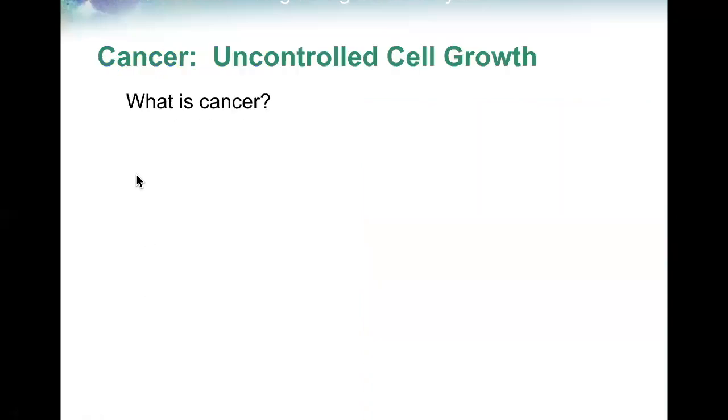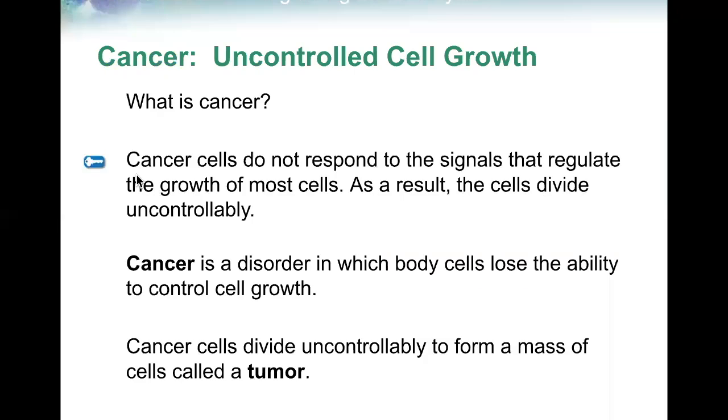What is cancer? Cancer cells do not respond to the signals that regulate the growth of most cells. As a result, the cell divides uncontrollably. Cancer is a disorder in which the body's cells lose the ability to control cell growth. Cancer cells divide uncontrollably to form a mass of cells called a tumor.